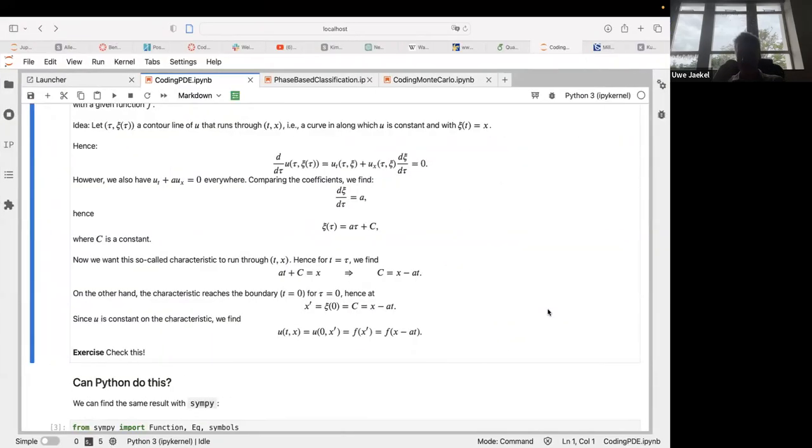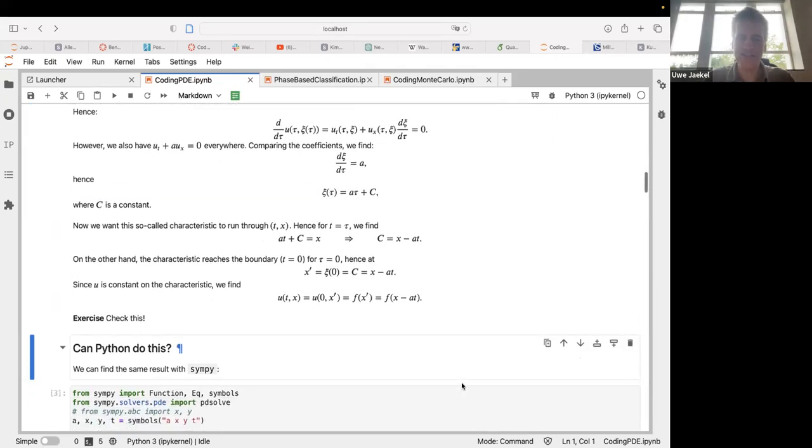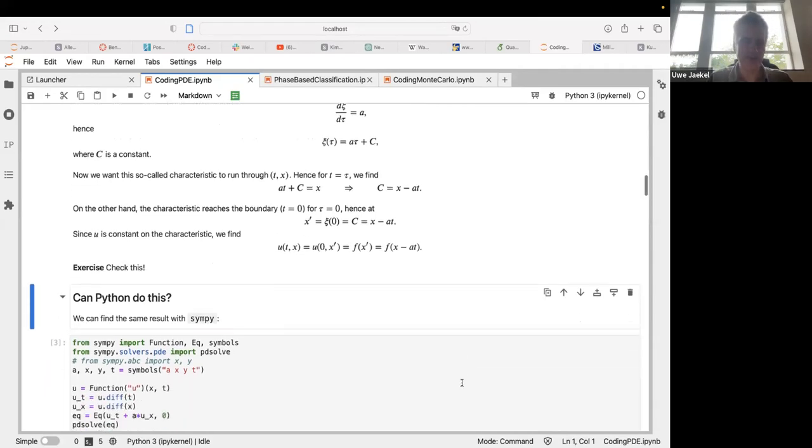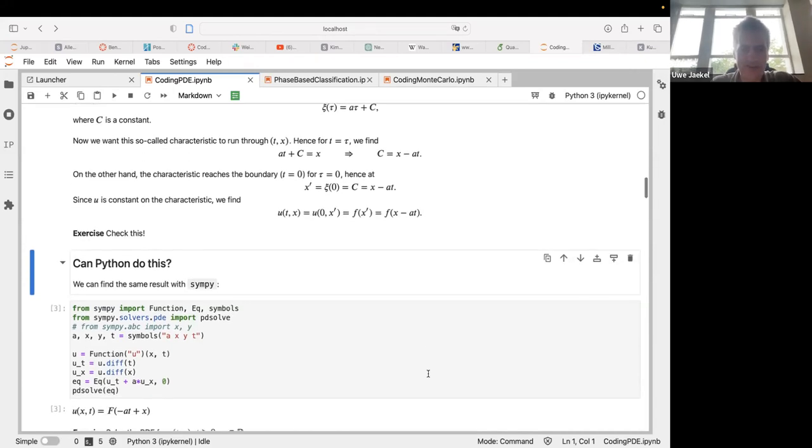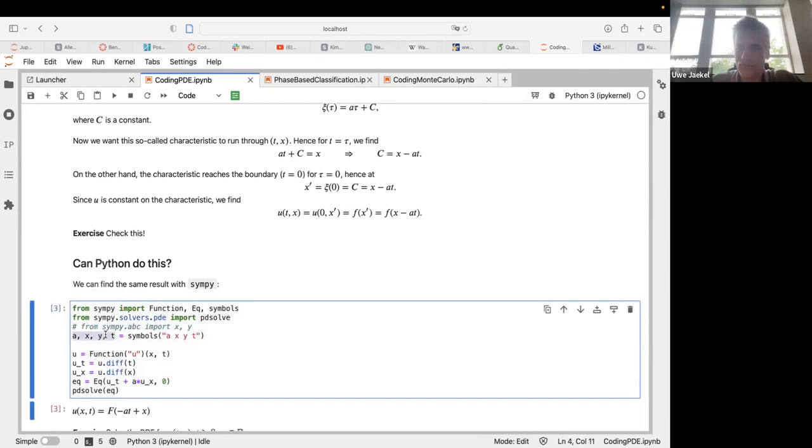Okay, so far no coding. So the question is, can we solve this using Python? We are not a coding school here, but actually you can. Python can find the solution for you. We can find the same result with SymPy. I will briefly skip through it and not talk too much about SymPy. You have seen it. So we want to have the symbolic solution.